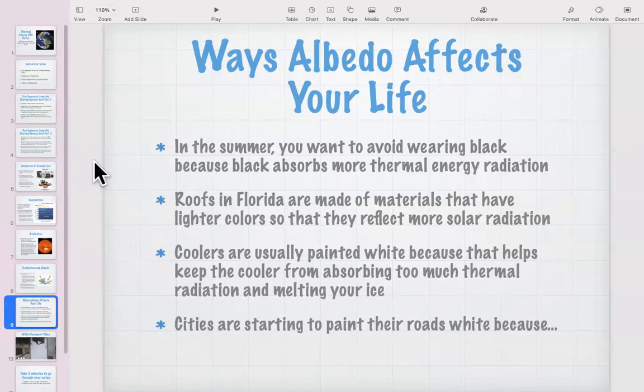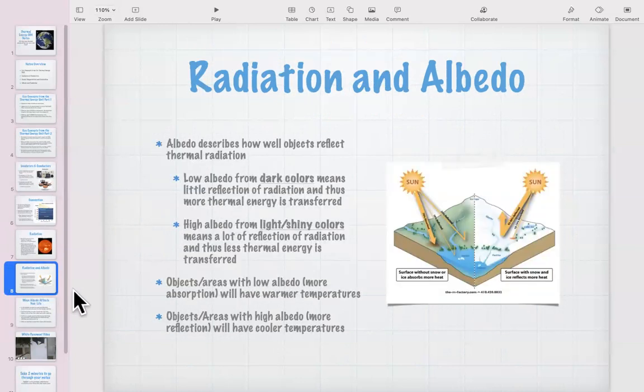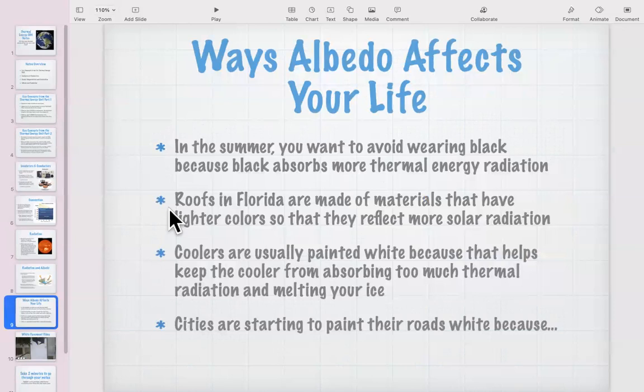So in the summer, you want to avoid wearing black because black absorbs more thermal energy radiation. And that's that whole idea of albedo, is that dark colors absorb more. Roofs in Florida are made of materials that have lighter colors so that they can reflect more solar radiation. If you've ever driven through Florida before, you'll see a lot of tan color roofs or tiled roofs and stuff like that. And the whole idea is that they want to reflect a lot of radiation away rather than being like black tar roofs or like shingles like what we have in our area.